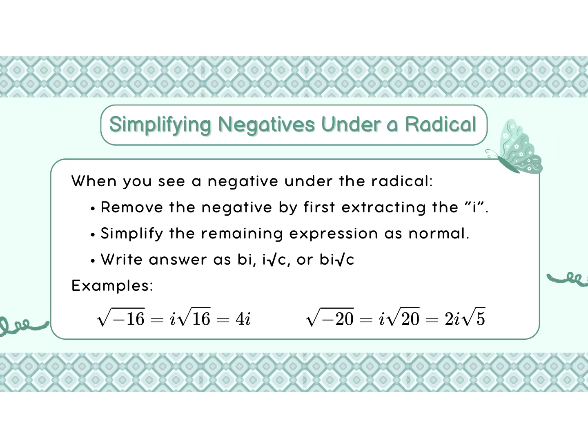All right, we're going to start this lesson on imaginary numbers with simplifying negatives under a radical. The essence of what we're trying to do here is to simplify radical answers. Anytime you see a negative under the radical, we can remove the negative by extracting the i, taking the imaginary unit out, and then you simplify whatever's remaining as normal. You can write your answers as maybe a real number with an i.